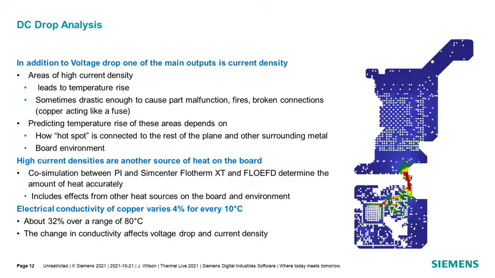And from the electrical design, it's important to know that the electrical conductivity of copper varies about 4% for every 10 degrees C. So that results in about 32% over a range of 80 degrees. So this change in conductivity affects voltage drop and current density. So these two analyses really do depend on each other for accuracy, and it makes a lot of sense to use co-simulation to benefit both the thermal design and the electrical design.